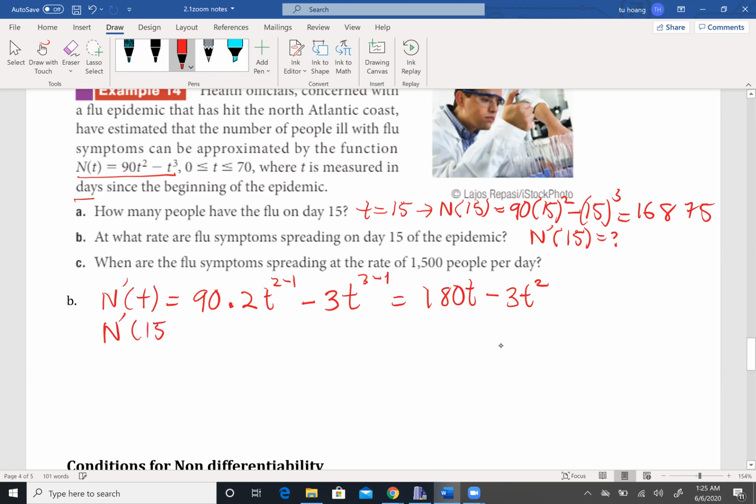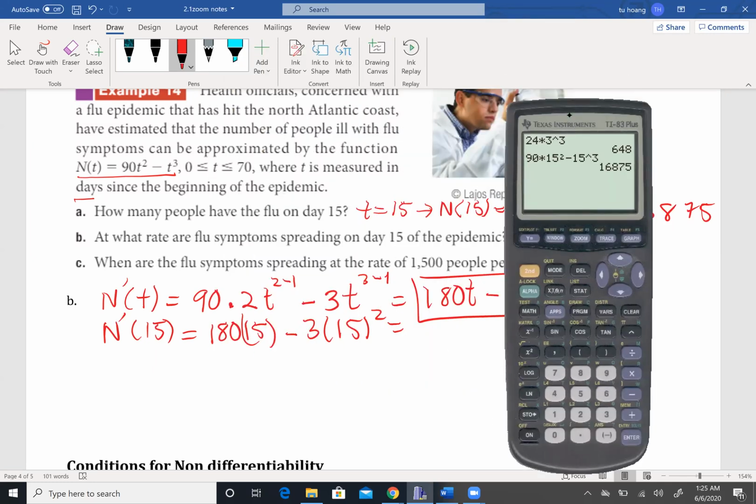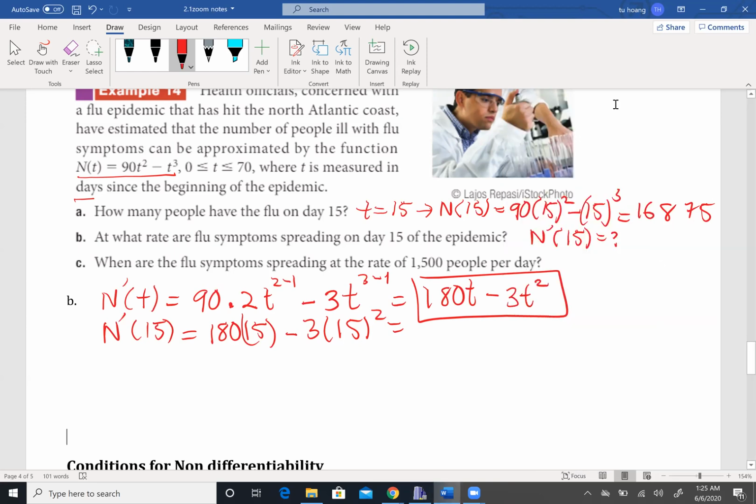Now N prime of 15 becomes, using this general derivative, I substitute t equal to 15: 180 times 15 minus 3 times 15 squared. Using the calculator again, I have 180 times 15, and then minus 3 times 15 squared, and you will get 2025. Okay, so 2025.